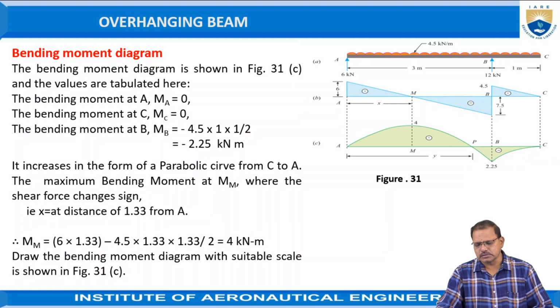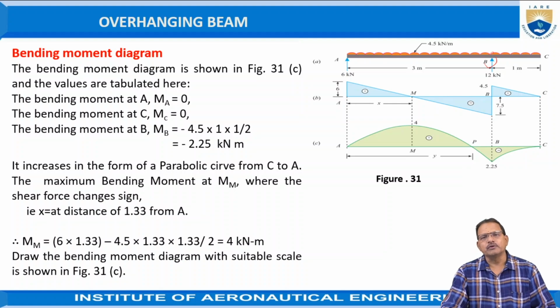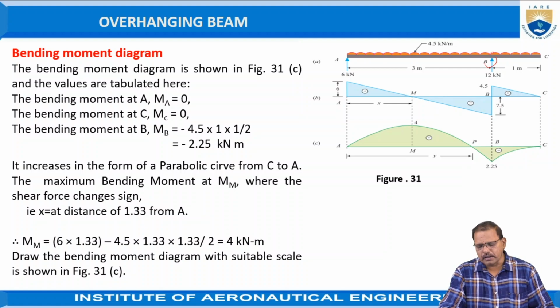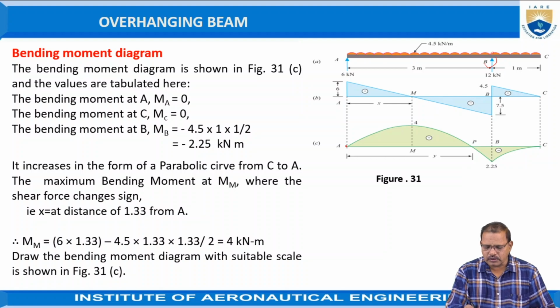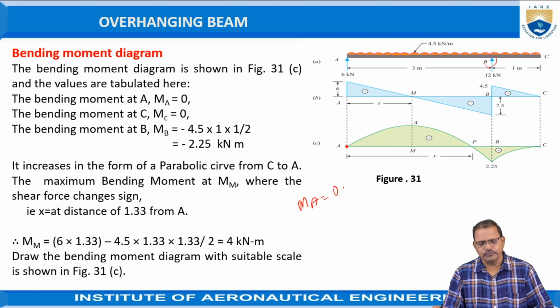Now the bending moment diagram. According to the fundamentals of a simply supported beam, the bending moment at the supports should be 0 because it is freely supported. But in the case of an overhanging beam, the bending moment is not 0 at position B because it is subjected to certain loads. Here the bending moment at A is given as 0, that is, MA is equal to 0.